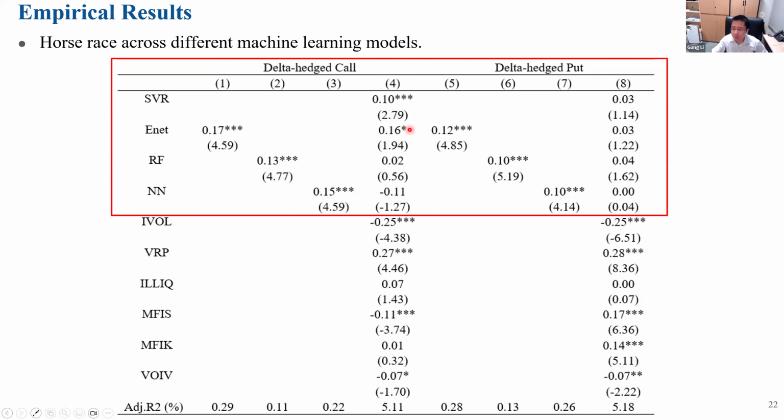Although SVR performs relatively better than others, this indicates that the textual information extracted by different machine learning approaches actually captures a similar information set. We do not observe that more advanced nonlinear models, for example, random forest or neural networks, provide better performance. So SVR and elastic net, these two linear methods, already provide good enough performance for return prediction by news media.